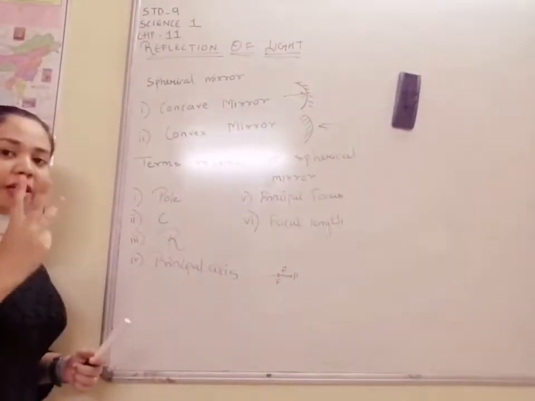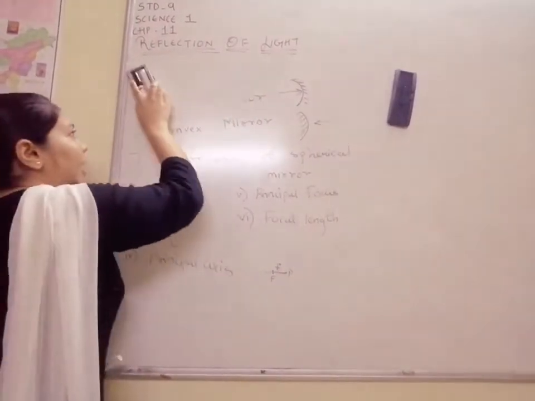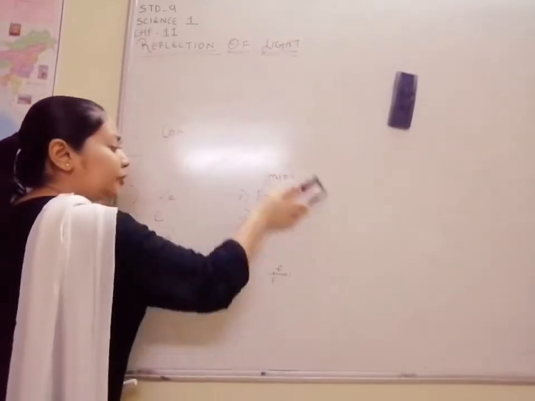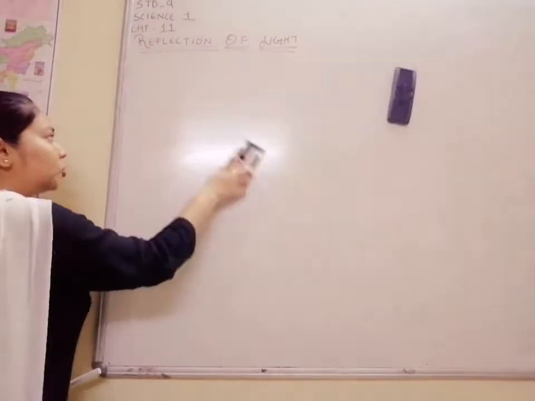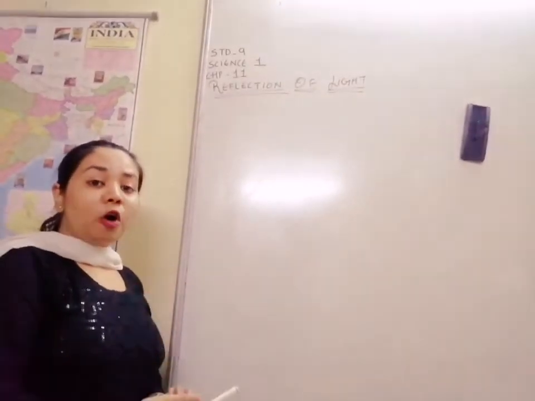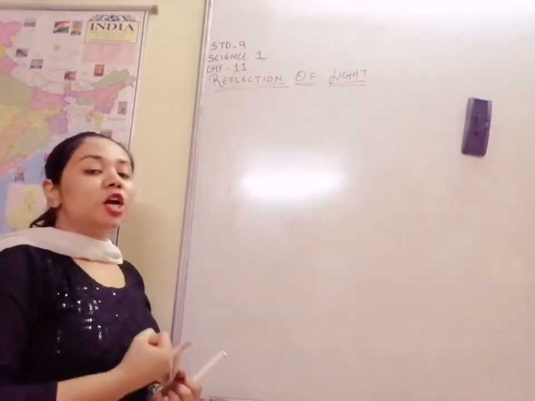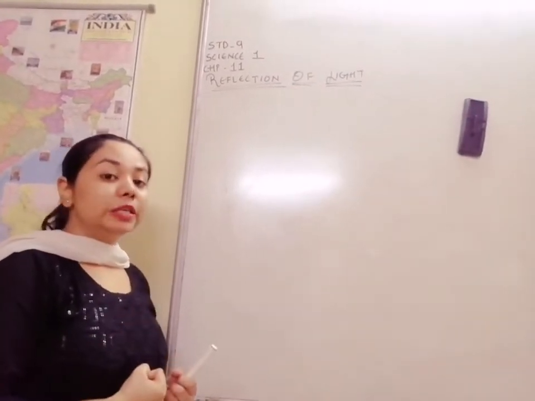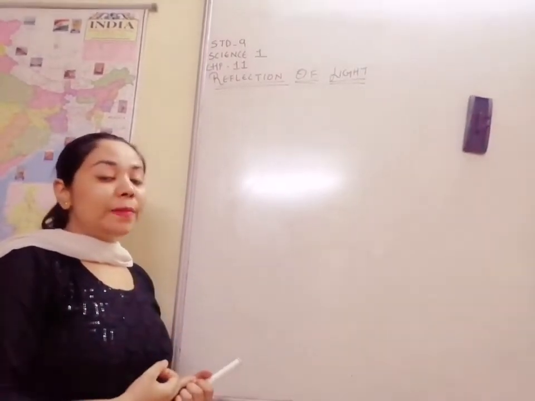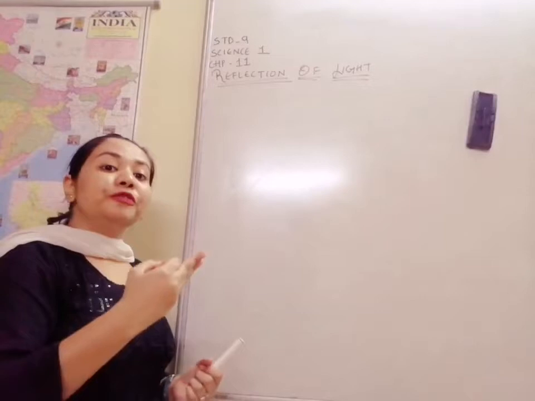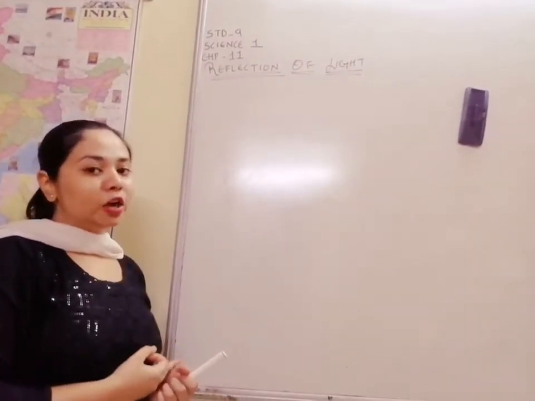Then we studied three rules of drawing a ray diagram. What was that? When incident ray is parallel to the principal axis, reflected ray will pass through the focus. And what was rule 2? When incident ray passes through focus, reflected ray will be parallel to the principal axis. And rule 3 says that when incident ray passes through center of curvature, the reflected ray will trace the same path and also it will pass through center of curvature.